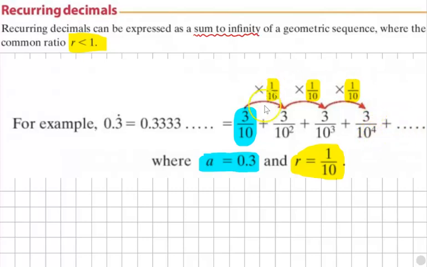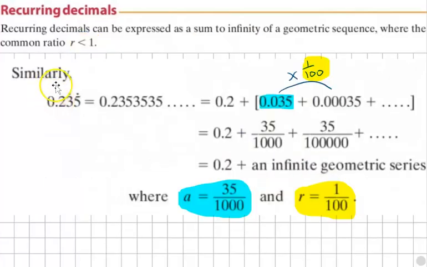So what's happening is you started off with 3/10, so 0.3, and you multiplied by a tenth to get 3 over 10 squared, and you multiplied by another tenth to get 3 over 10 cubed, and you multiplied by another tenth to get 3 over 10 to the power of 4, and so on. And all of those added together will give us 0.3 recurring. So it's like breaking it down into fractions, where the a is 0.3, so 3/10 or 0.3 means the same thing, and the r, the common ratio that you're multiplying by each time, is a tenth. So 0.3 recurring can be broken down into the sum of these fractions.